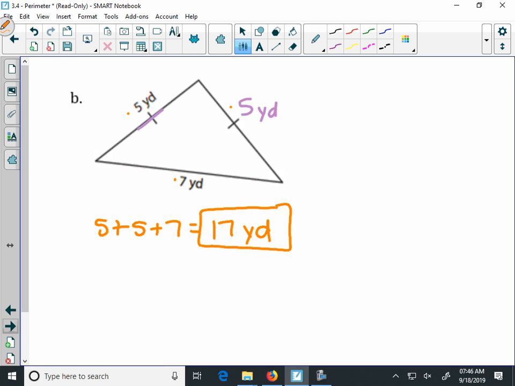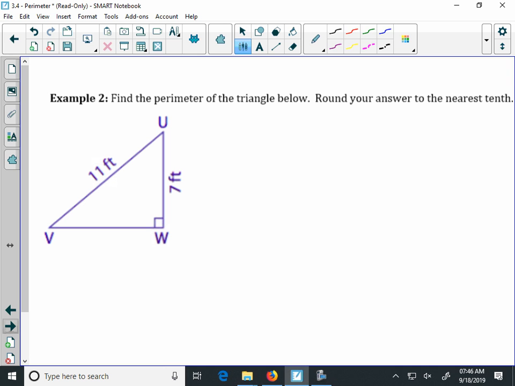So if we take a look at the next example, we want to find the perimeter of the triangle below. Okay? Well, they gave you that this side, VU, was 11. They gave me that this side over here, WU, was 17. What's the problem? We don't know VW. But what type of triangle is this? It's a right triangle, right? How can we find that side if we know this is a right triangle?